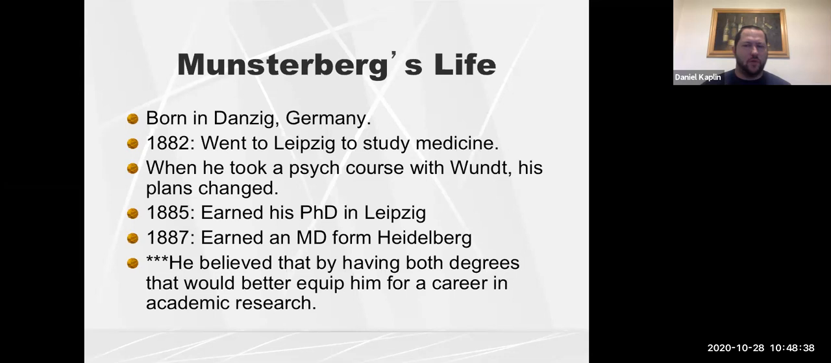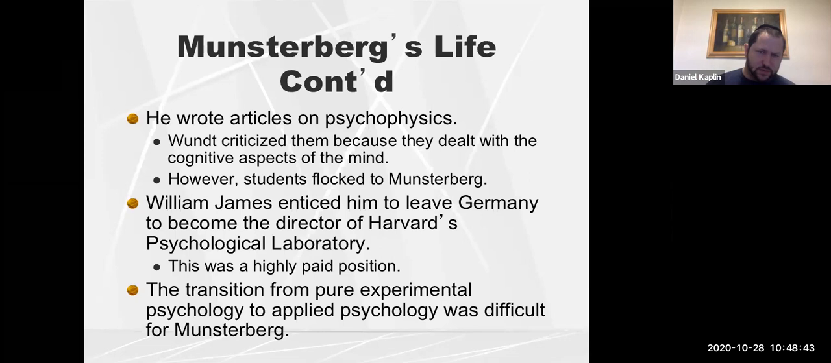So he started writing articles on psychophysics. Now, because Wundt was interested in sensation and perception and Munsterberg was interested in cognition, Wundt started to criticize his work because they focused more on the cognitive aspects of the mind. But nevertheless, as said earlier, he was quite popular with students. Students appreciated Munsterberg's work.